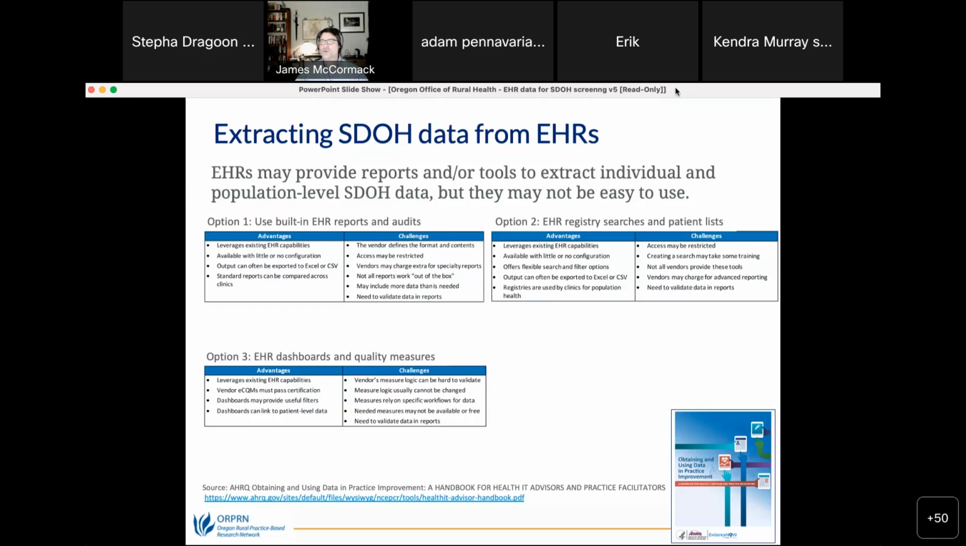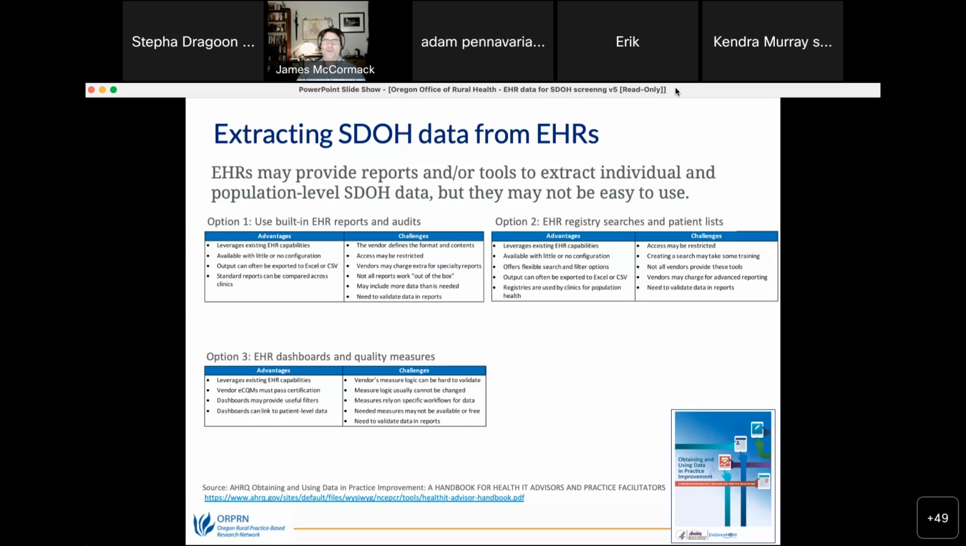So I'm going to go through this pretty quickly, but the bottom line is there are really 5 ways of getting data out of an EHR. The first one is using pre-built reports and audits. I touched on those. Your EHR may simply not support those. Option 2 is using flexible registry searches or patient lists. Most EHRs do have the ability to do kind of a semi-customized patient list.